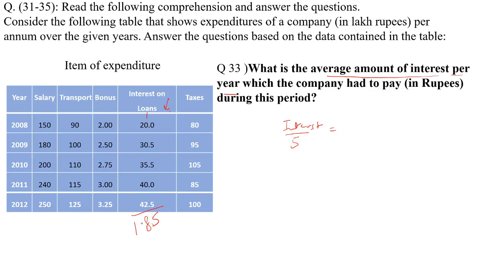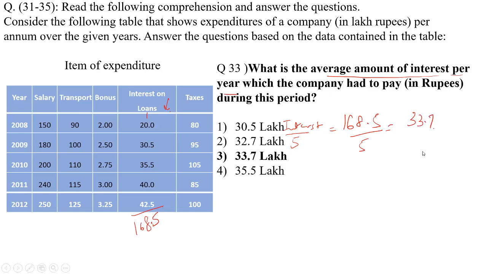16. So it is 168.5 upon 5. The value will be 33.7. Let's check the answer. It's 33.7 lakhs, correct? As expenditure is in lakhs, correct? You should see these things.